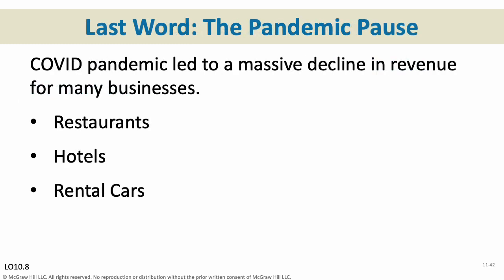And if we look at our last slide, what happened with the COVID pandemic, it led to a massive decline in revenue for many businesses, restaurants, hotels, rental cars. This has since balanced out, but at least for a few years they were way down. Some hotels went bankrupt and had to open under new ownership. Rental car companies sold off lots of their fleets to raise cash and didn't go bankrupt, but then they wound up in a situation where the demand came back.